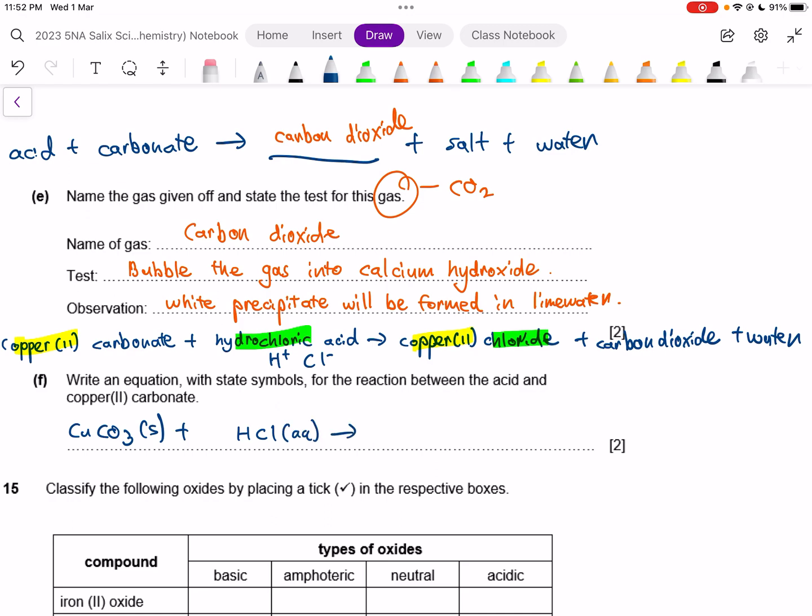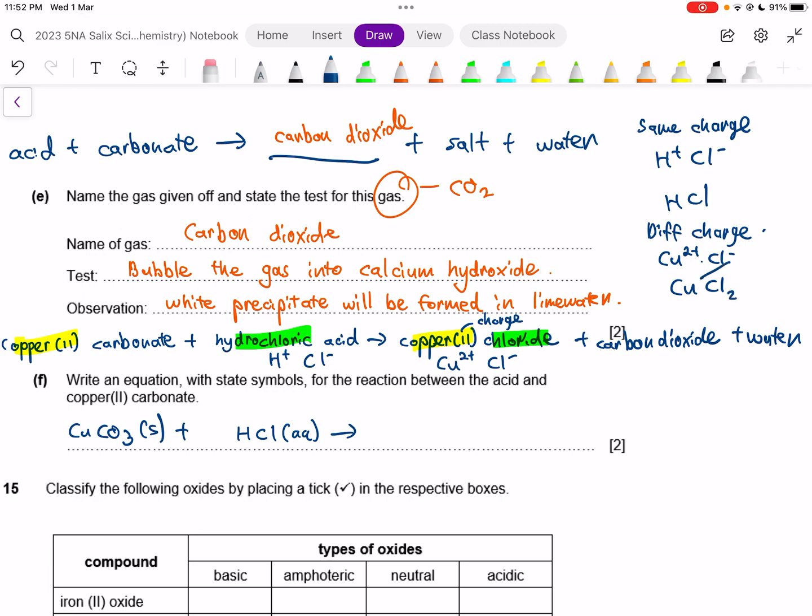Because it's the same charge in this case, I write down 1:1. That means HCl. If it's later on something with a different charge, I write the short form. Copper 2 chloride: you have Cu2+, where the 2 means the charge is 2 plus, and then this one is Cl minus. So in this case I need to do the crisscross. I put down Cu, I put down Cl, and the 2 comes here, so this one is CuCl2.